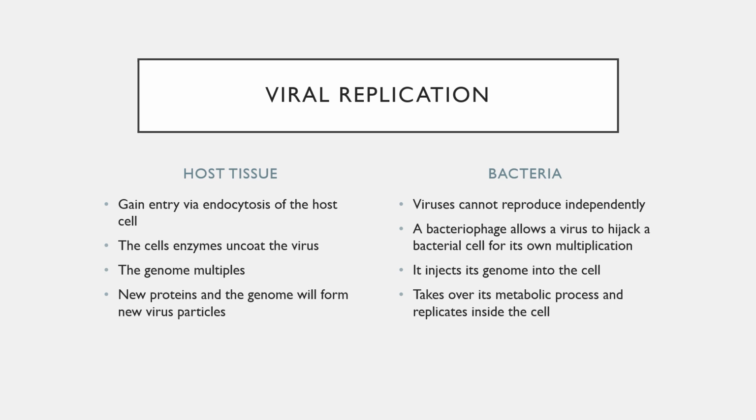For viral replication to occur, the virus first must get into the host cell. They gain entry to the host cell via host cell endocytosis or via a bacteriophage. Cell enzymes uncoat the virus, releasing its DNA or RNA. The genome multiplies through translation and transcription. New proteins and the genome will form new virus particles. Since viruses cannot reproduce independently, it can inject its DNA or RNA into a bacterial cell and hijack its metabolic processes to replicate. That's what happens in a bacteriophage.